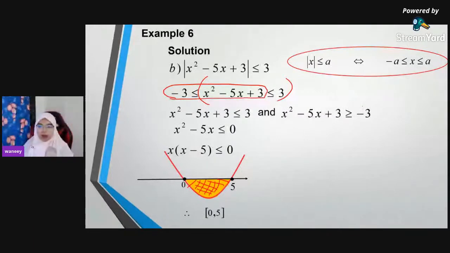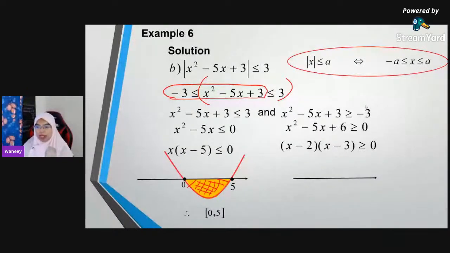Now on the right hand side, again, I should make sure I bring the -3 to the left hand side and factorize them completely. We are going to get x minus 2, x minus 3 greater than or equal to 0. Draw the graph, so it will give you 2 and 3. We want something greater than 0, so that means the left hand side and the right hand side: -infinity up until 2, 3 up until infinity.